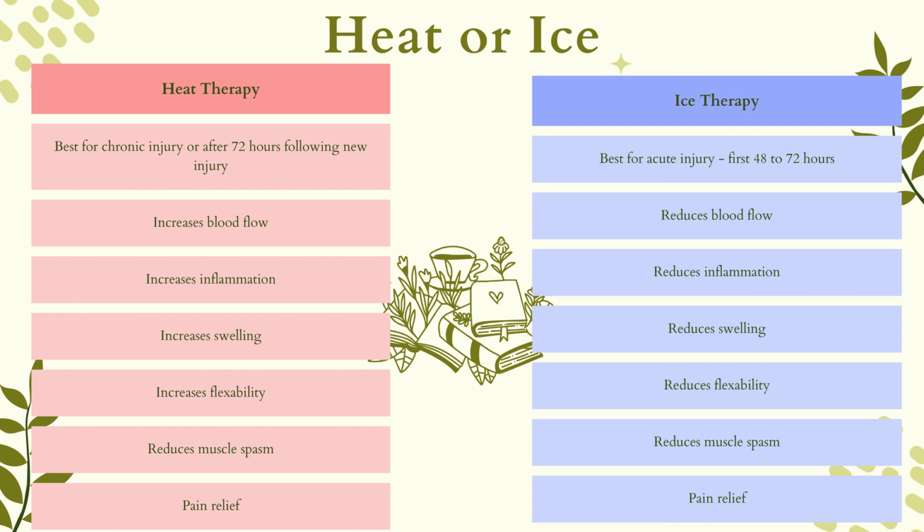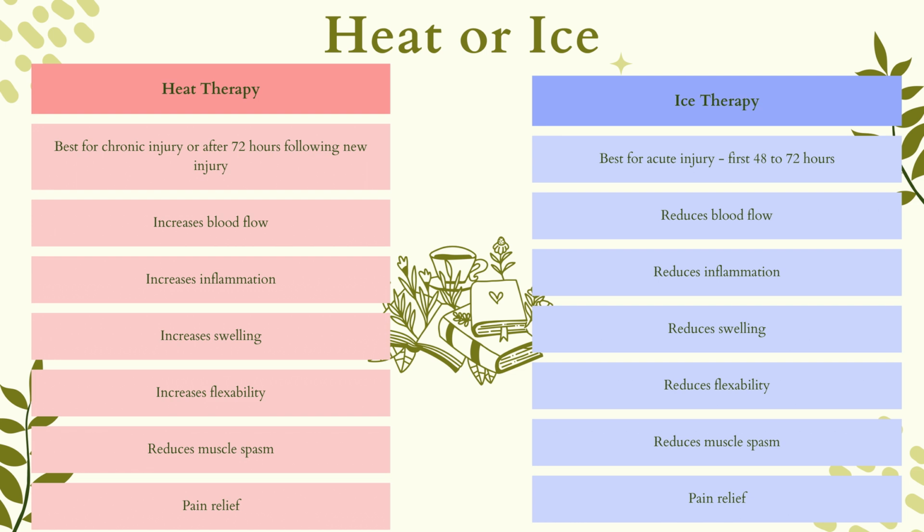Let's talk about heat and ice. Heat is usually good at helping the body move more fluidly and also reducing pain, while ice is all about helping the body slow down, but it also reduces pain. Ice is best for an injury that is less than 72 hours old because it is going to reduce the total inflammation in that injured site.